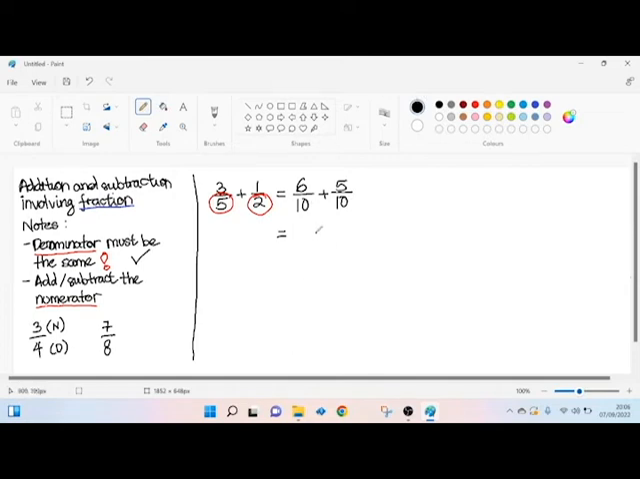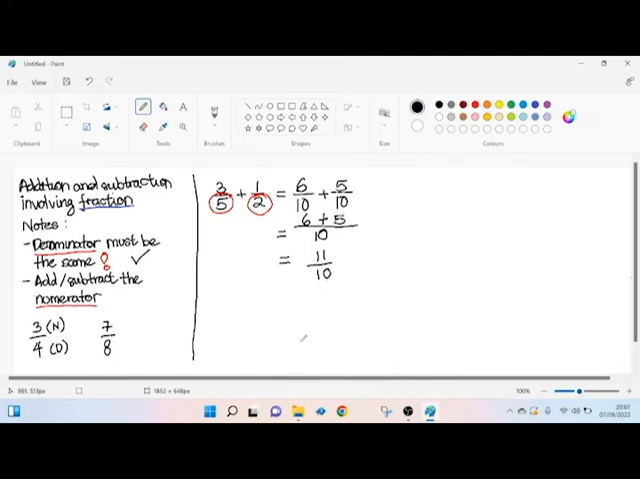So I can make it into one denominator, like this. And what happens with the numerator? Just copy the numerator with the operator. I have 6. I have plus. I have 5. And what is the next one? Add or subtract the numerator. It depends on what here? Depends on the operator. This one is plus, so add the numerator. 6 plus 5 will be 11 over 10.